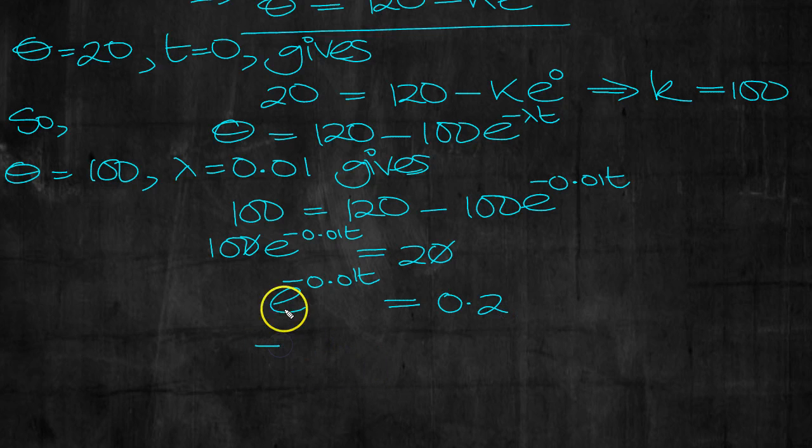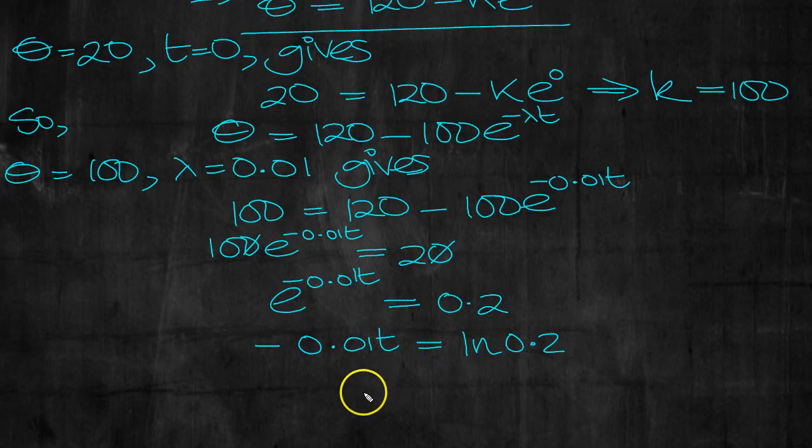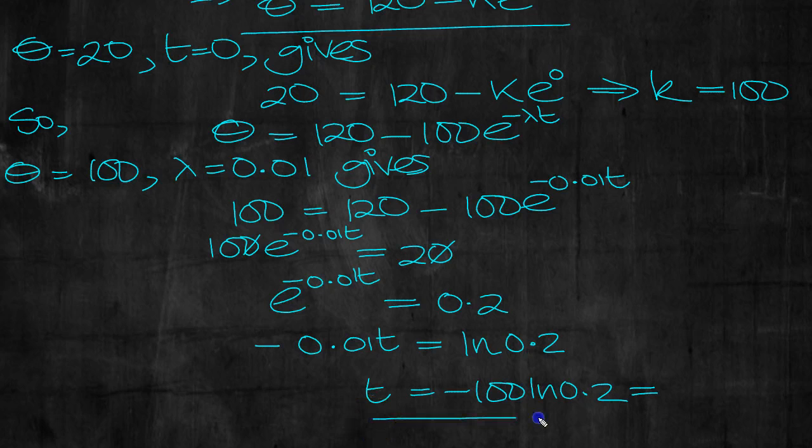Now write this in log form. 0.01 t is equal to, the e comes down to be the base number, so it's the natural logarithm of 0.2. This is 100th, so times by minus 100 both sides, and we get t equals minus 100 ln 0.2, which equals, so we need to work that out to the nearest second.